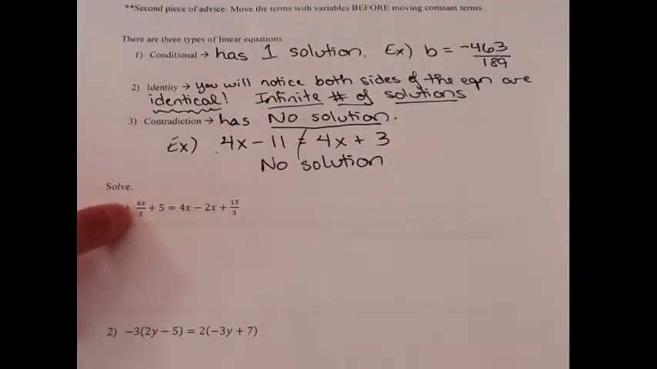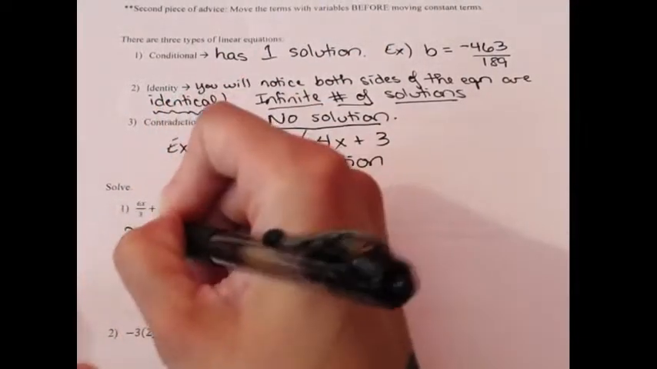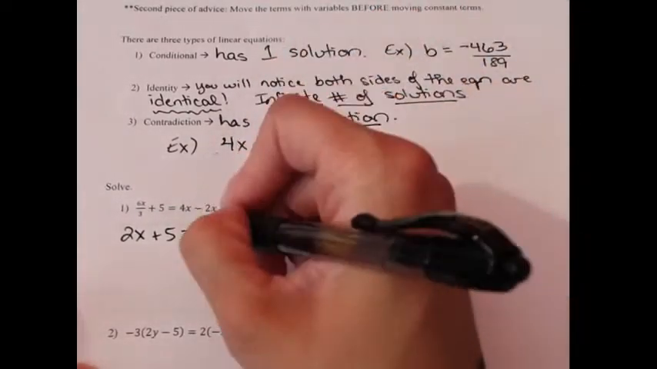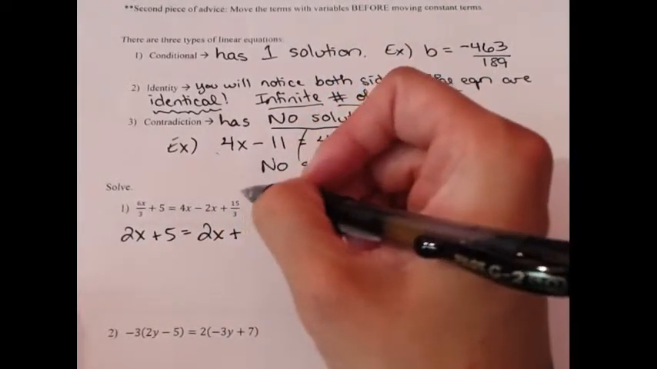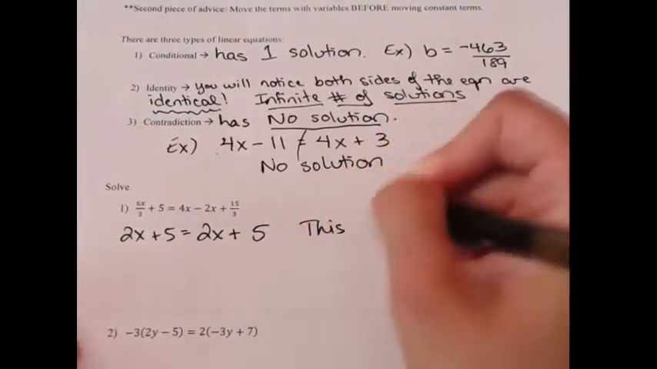6x over 3, oh, 6 divided by 3, that's 2. So let's just simplify it. 6x over 3 is 2x plus 5. Sure, we can combine these two. 4x take away 2x, that's just 2x. And then 15 divided by 3 is 5. Notice what you have here. 2x plus 5 equals 2x plus 5. Recognize that both sides of the equation are identical. They're exactly the same. So we're going to note here, this is an identity.